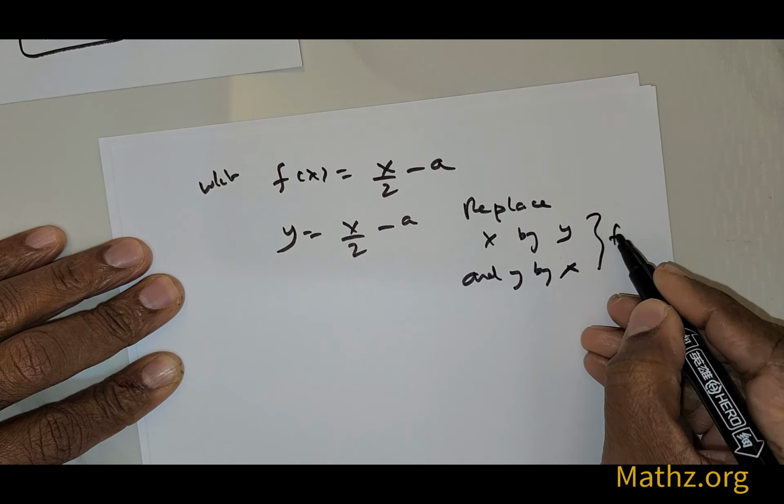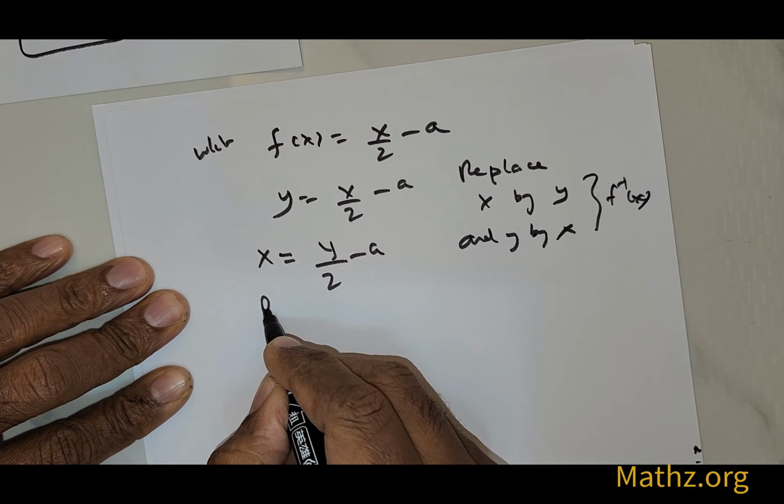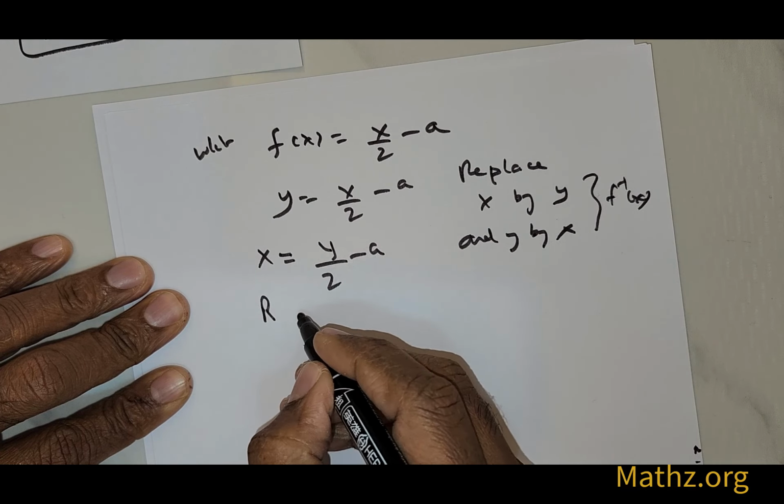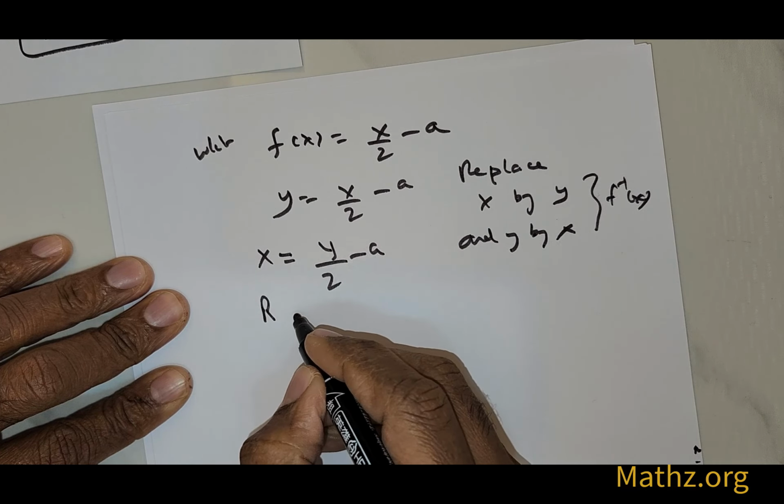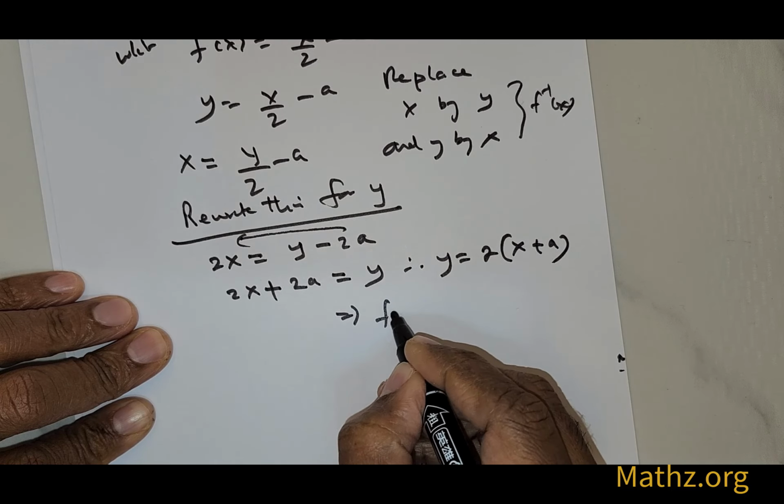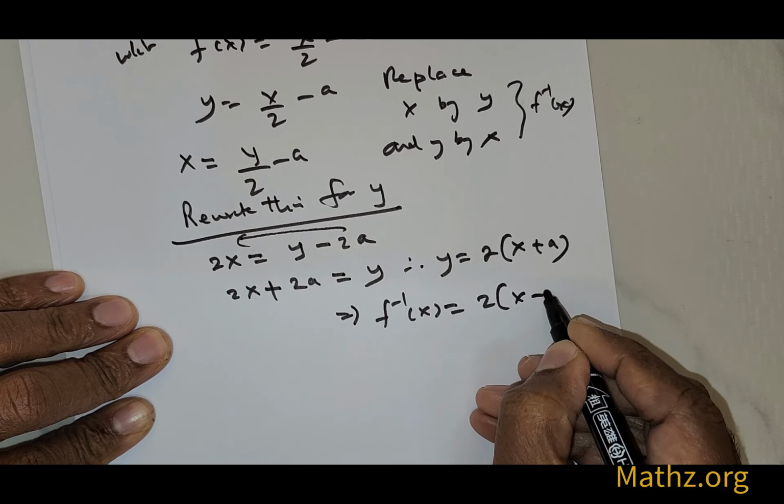So this is going to be x is equal to y over 2 negative a. Next, rewrite this for y. You multiply throughout by 2. So 2 times x is equal to y negative 2 times a. Move this to the other side. So this would give you 2x positive 2a is equal to y. Therefore y is equal to 2 times x positive a. So this means my f inverse of x is equal to 2 times x positive a.